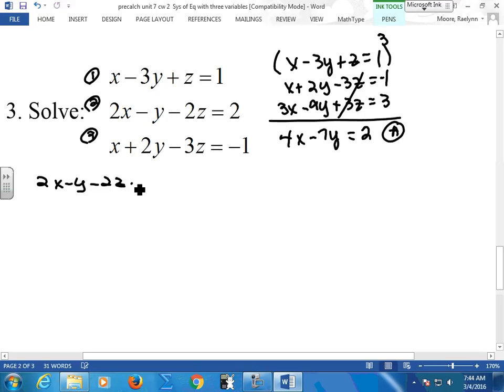There's no wrong way to eliminate. It's what you look at. I have kids that, it's funny, we're creatures of habit. Some kids always eliminate X first. No matter what the equations are, they always eliminate X. So it depends what you want to eliminate.